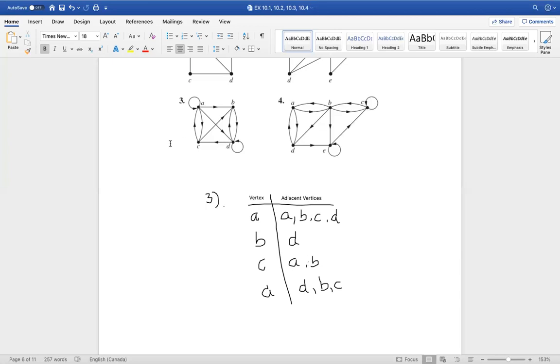Okay, so the directed graph is a little bit trickier when finding the adjacency list, but of course the concept is very simple. Once you know the concept, you can do it no problem. Any questions?